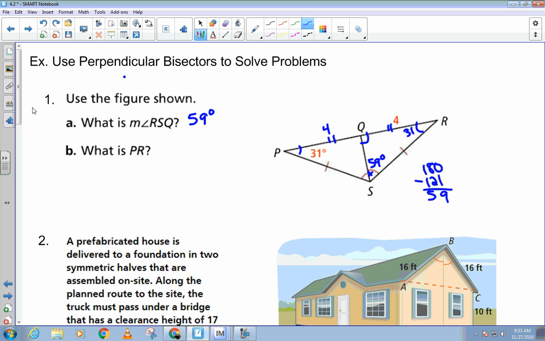Okay. What's PR? No, the length of PR, the second PR, not the angle, the second PR. From here to here, from P to R, what's it going to be? It's going to be 8, right? Because this QS bisects it. We knew that QR was 4, so we could let PQ be 4. So PR is 4 plus 4, which is 8, right? Okay, 8.